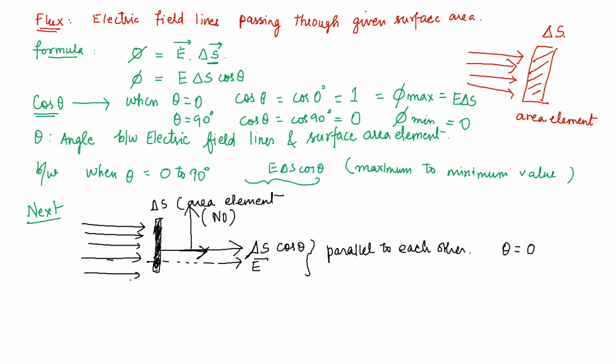Now, if there is a change in direction like this, it is making some angle theta. The theta will be some angle. And when these two are at some angle, these electric field lines will pass lesser in number through the same surface, and hence the flux will become less. Secondly, we got this particular surface, this is our circular surface.